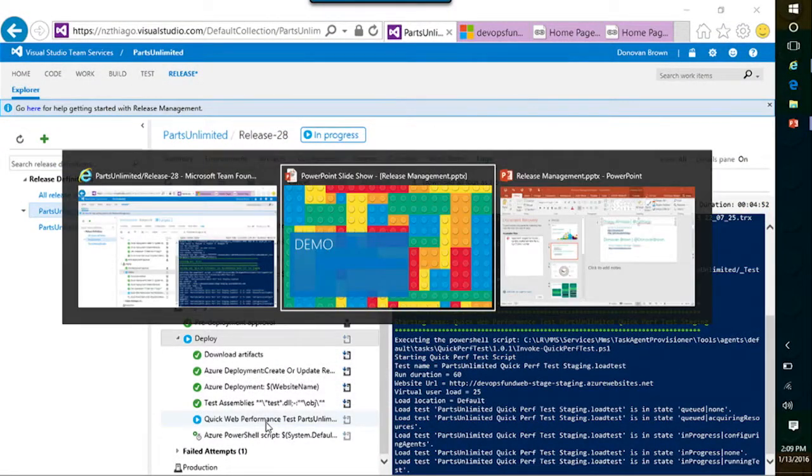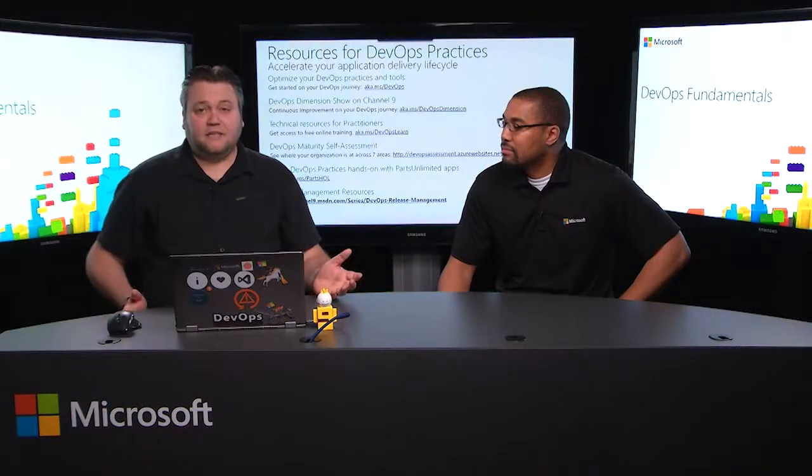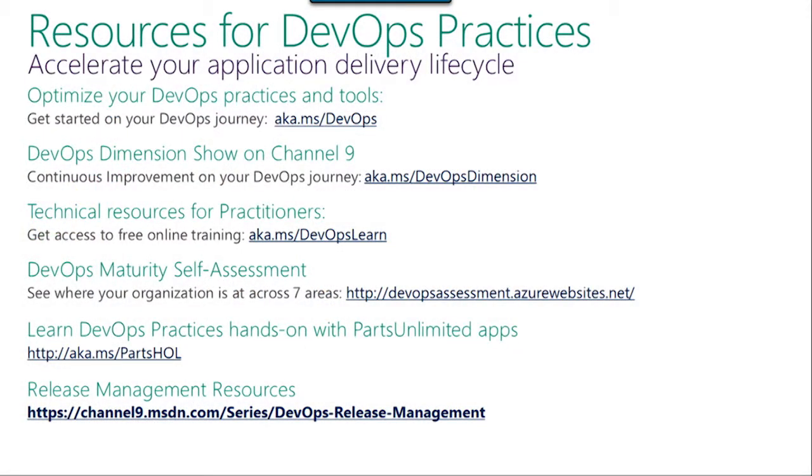Cool. Very cool. All right. So I hope that gives you a really great overview of the release management capabilities that we have. And also, of course, at the beginning, we covered the concept of release management and continuous deployment, which is part of our whole DevOps fundamentals here. The last slide, as always, we have resources besides Donovan's blog post that we covered at the beginning. We have a few. The ones that I like to call out every time are the two at the bottom. So we have the DevOps Practice Hands-On with Parts Unlimited apps.